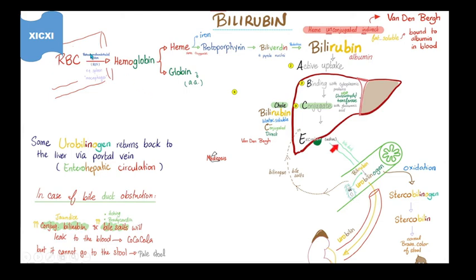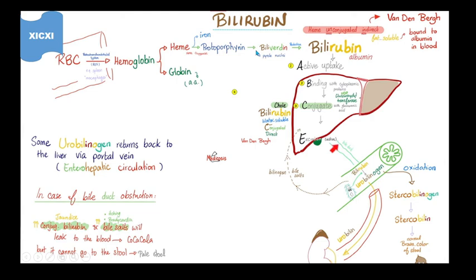So these are red blood cells. After 120 days, they are going to release their component, which is hemoglobin. This hemoglobin is composed of heme and globin. Globin is the protein, meaning it is going to release amino acids, which are reused in our body. This heme is composed of iron and protoporphyrin. This protoporphyrin is going to be converted to biliverdin.